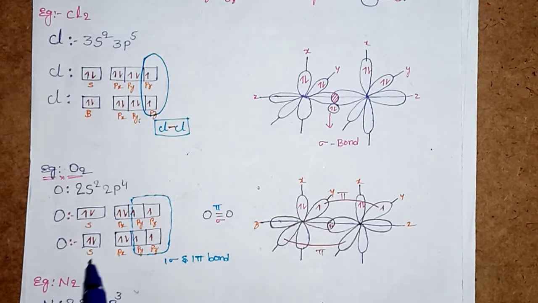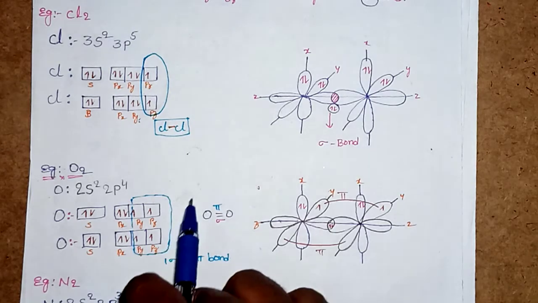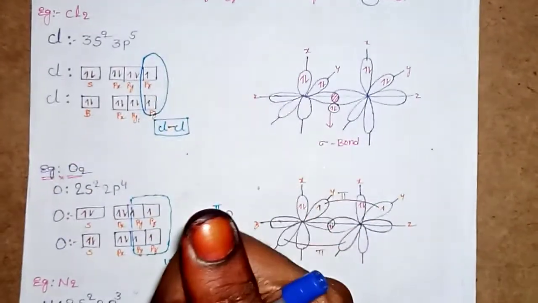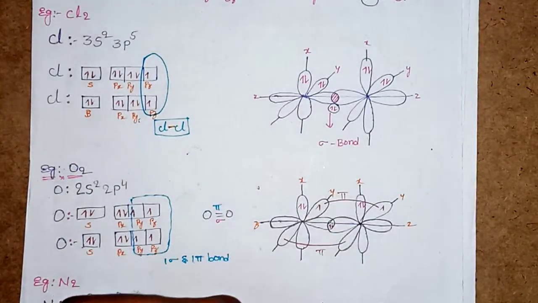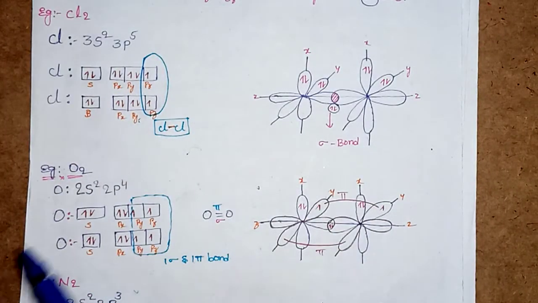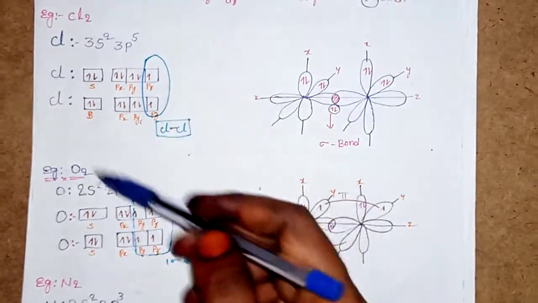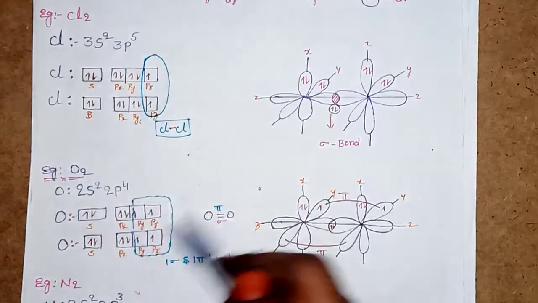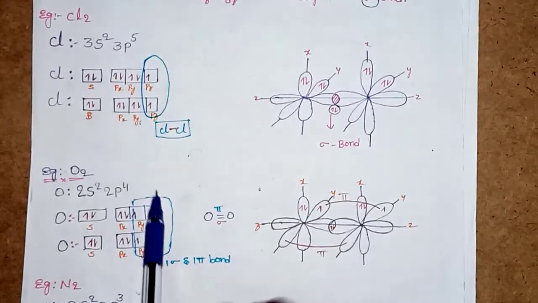Now we already discussed the sigma bond and pi bond. How can they overlap? How can they form? These are the things we covered. If you didn't watch those videos, first watch the concept of overlapping. After completing that video, watch this one. Then you can understand easily in this way.